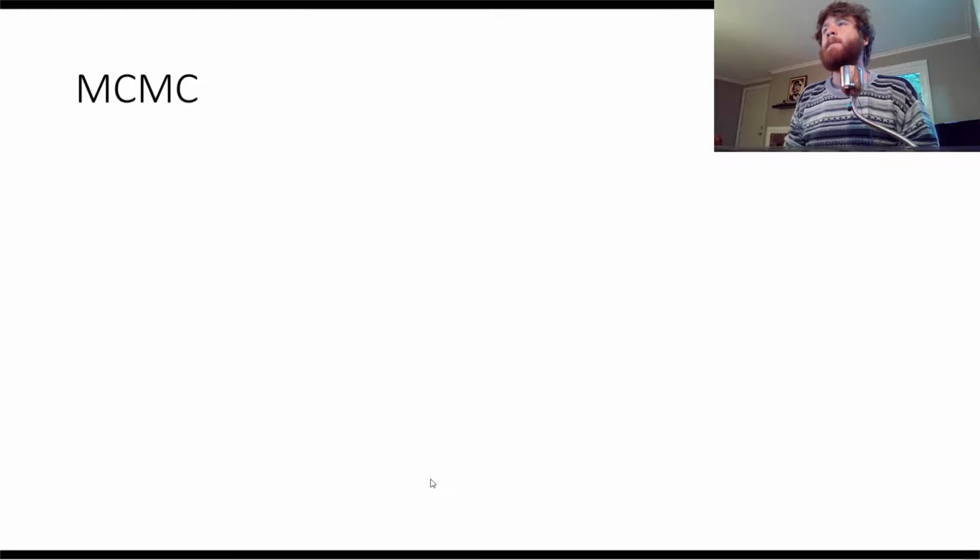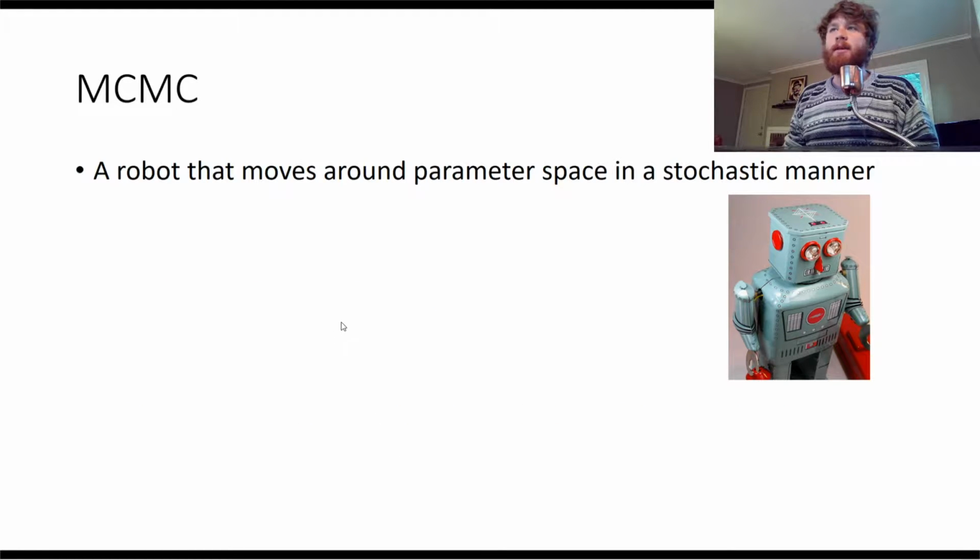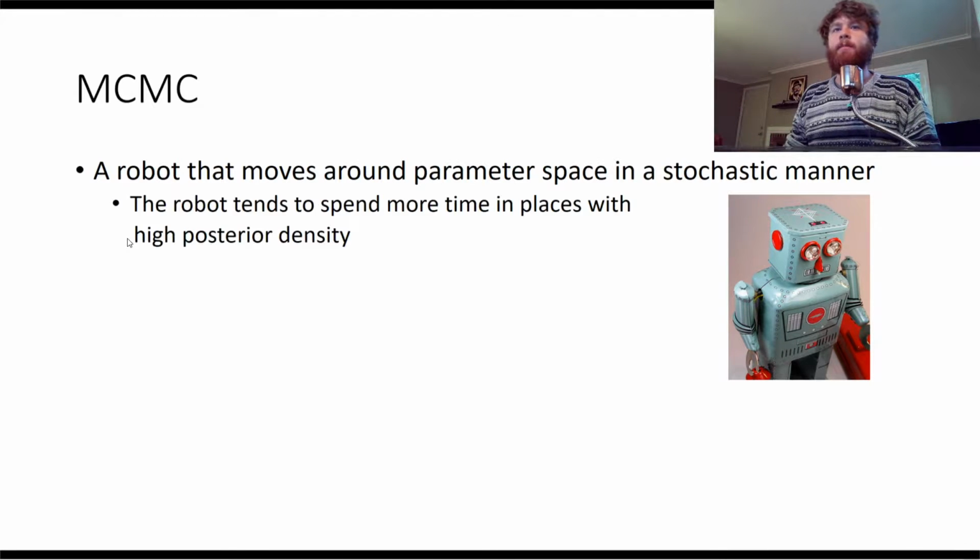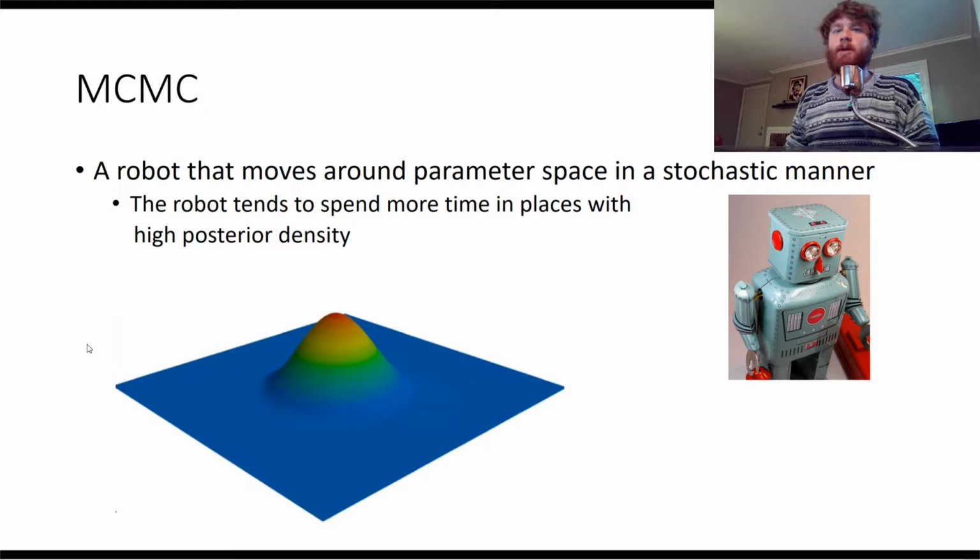So first, MCMC. I like to think of it as a robot that moves around parameter space in a stochastic manner. And the special thing about this robot is that it tends to spend more time in places with high posterior density. So imagine if this was our parameter space, if we were looking in 2 dimensions here, then this landscape represents our posterior density, where this red peak is an area of high posterior density.